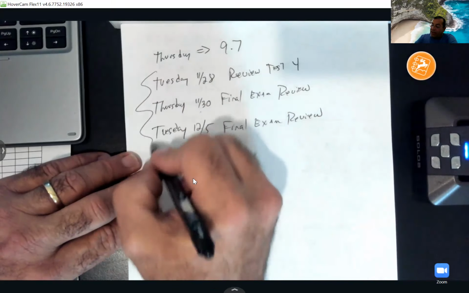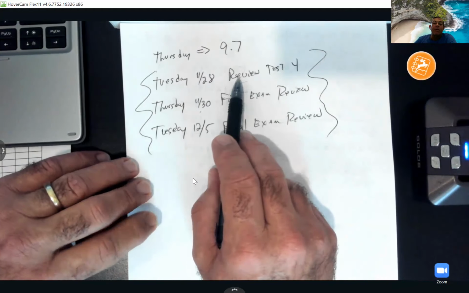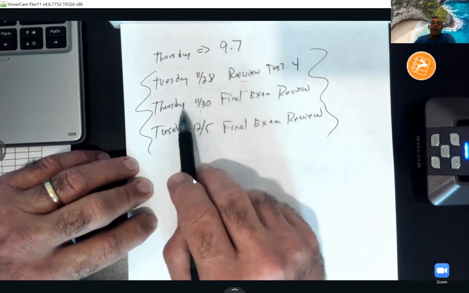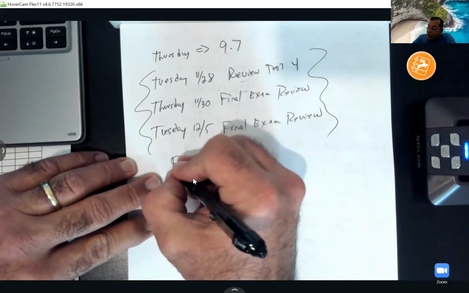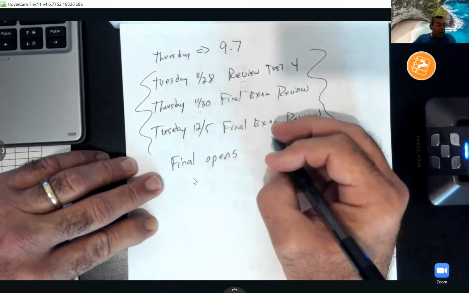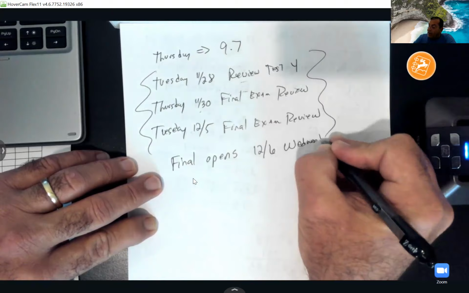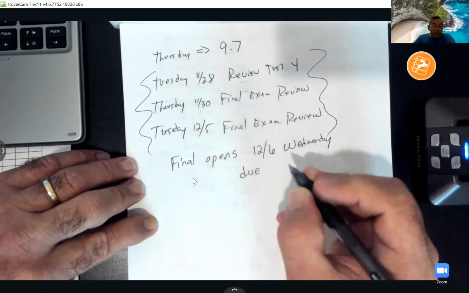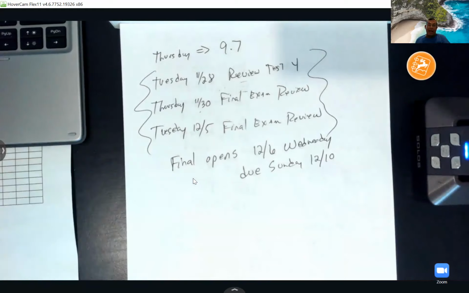So notice, after Thanksgiving break, all we got is a lot of reviewing to go. So we'll review for Tuesday on the test 4. That test will be open and due Sunday. And then we'll start reviewing for the final exam that Thursday. The final exam is going to open on 12/6 on a Wednesday. That final will open on Wednesday, 12/6, and it'll be due Sunday, December 10th by midnight, okay?